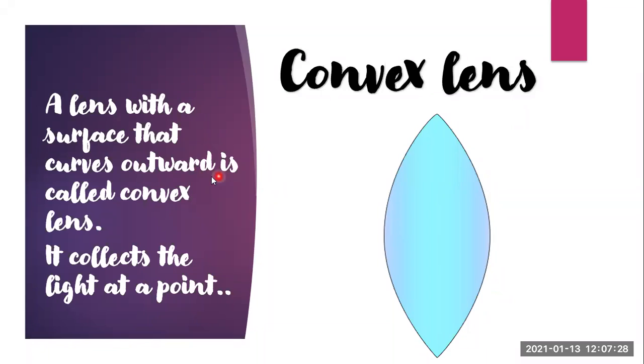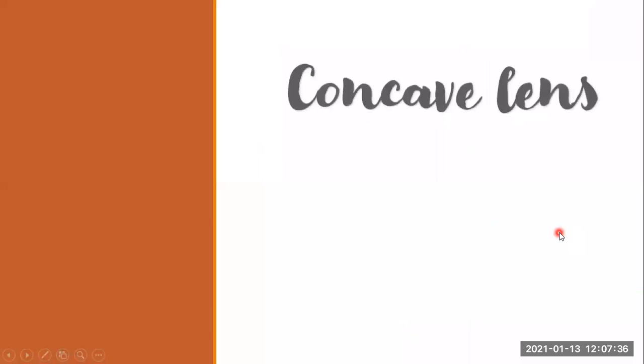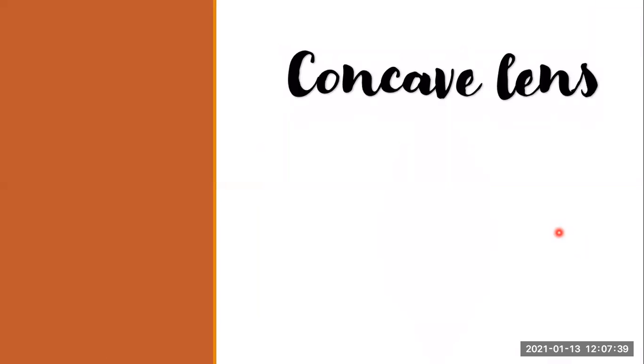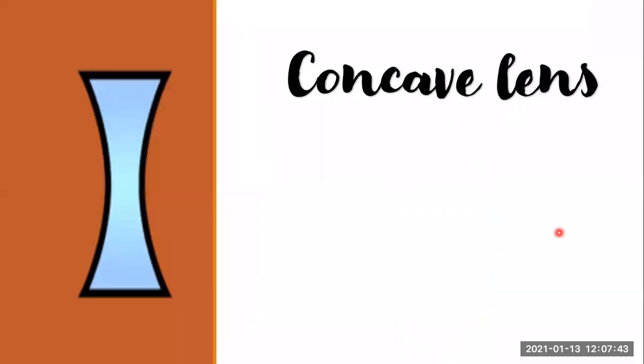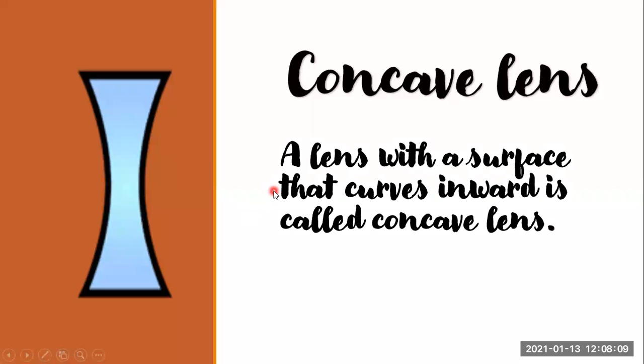So a lens that is curved outward and collects the light at a point is called a convex lens. On the other hand, we have another type of lens, that is concave lens. It looks like this. It is the opposite of convex lens. In convex lens, we saw that the surface was curved outward, but here the surface is curved inward. This is the difference. So we can say that a lens with a surface that curves inward is called a concave lens.